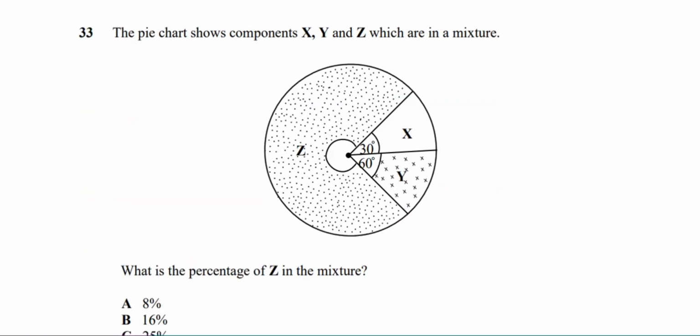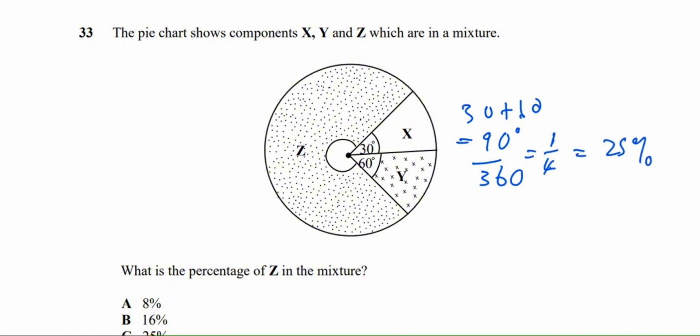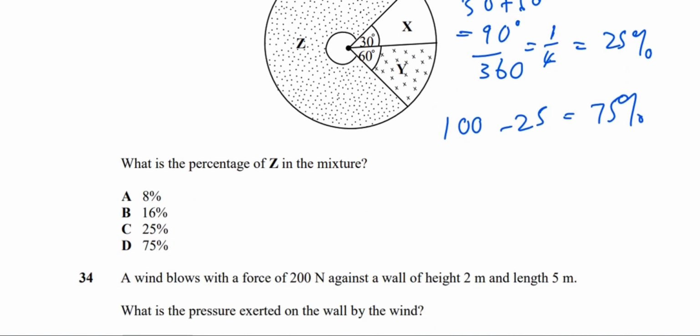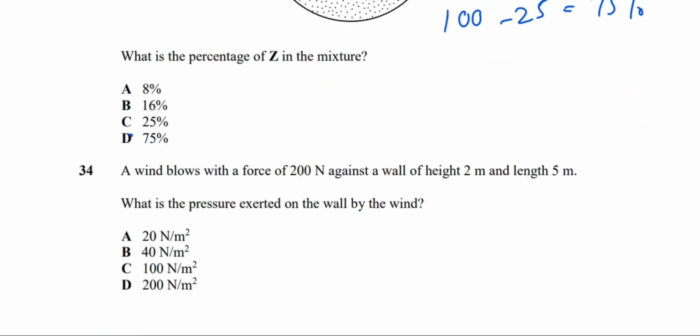Question 33. We have a pie chart showing X, Y, and Z, which are in a mixture. What is the percentage of Z in the mixture? You can see here that X and Y are taking up 30 plus 60, which equals 90 degrees. 90 degrees over 360 reduces to 1 over 4. So 1 over 4 is also 25%. It means that Z is taking the rest, 100 minus 25, which equals 75%. So question 33, 75%, that is D.